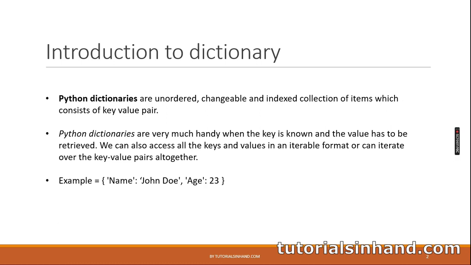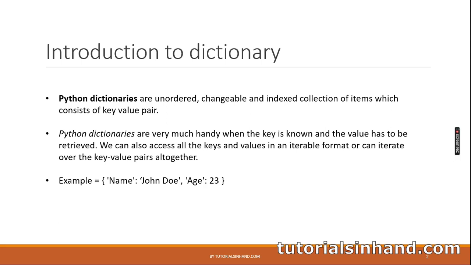In our previous videos, we have discussed collections, and I have told you about list, set and tuples. Now in this video, we are going to explore the dictionary data structure. Python dictionaries are unordered, changeable and indexed collections of items which consist of key-value pairs. Python dictionaries are very handy when the key is known and the value has to be retrieved. We can also access all the keys and values in an iterable format, or iterate over the key value pairs altogether. Lastly, I have given a small example.